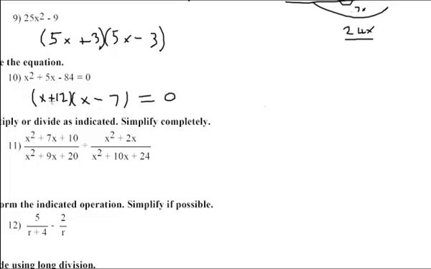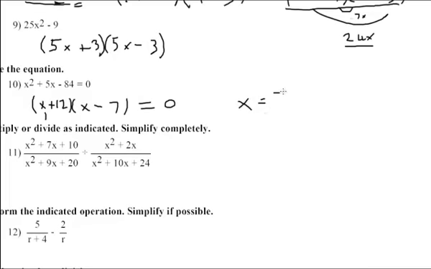What makes these 2 parentheses 0? What do I need to put there? I need to put a negative 12 there. So x equals negative 12 to make that first parenthesis 0. What do I need to put here? I need to put a positive 7. Okay, so those are your 2 answers.